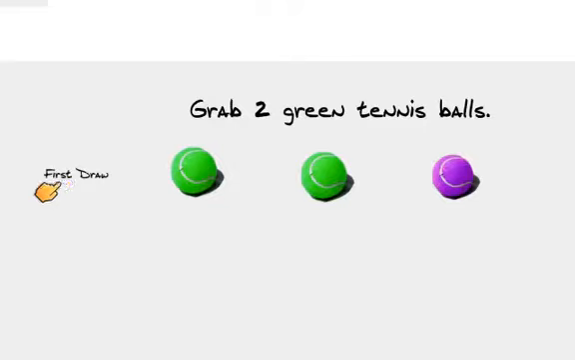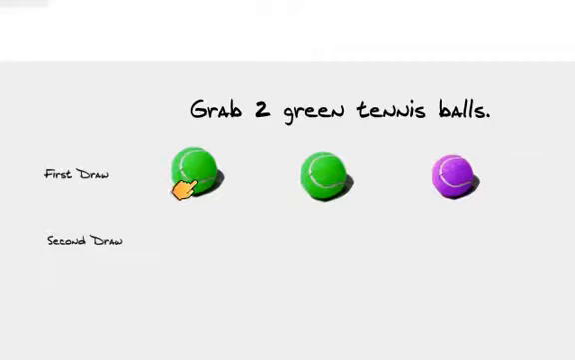And notice I'm going to talk about my first draw. I'm drawing them at the same time, and essentially when we draw them at the same time, we do a first draw and then a second draw. Well, what are my options? My first option is one green ball, another green ball, or a purple ball. Now for the second draw, I've already taken one ball out, and now I'm going to draw another one.